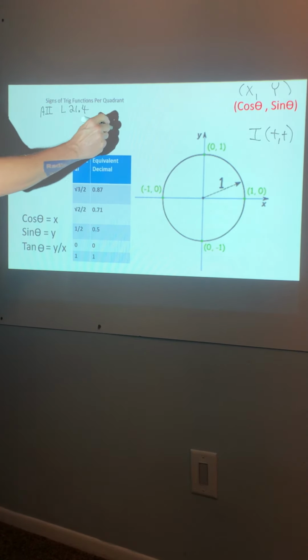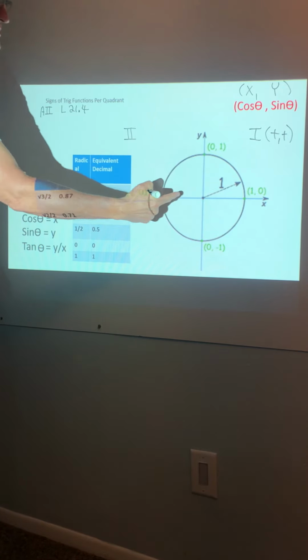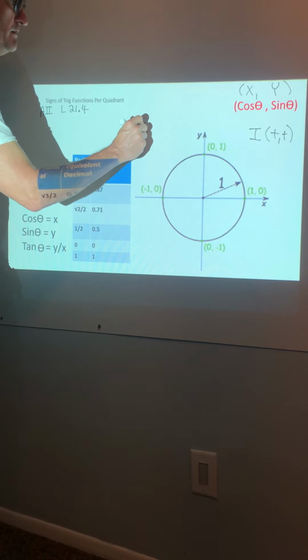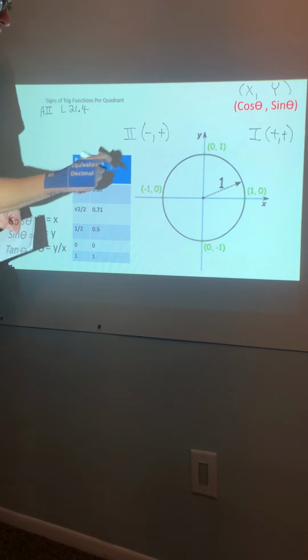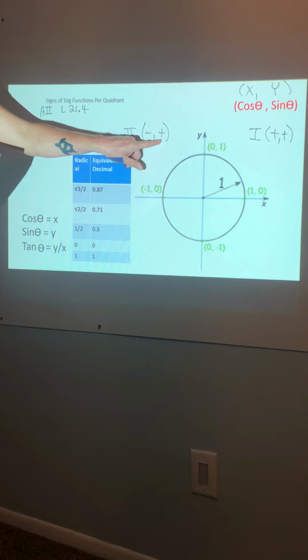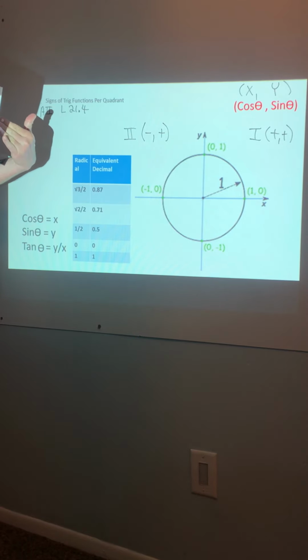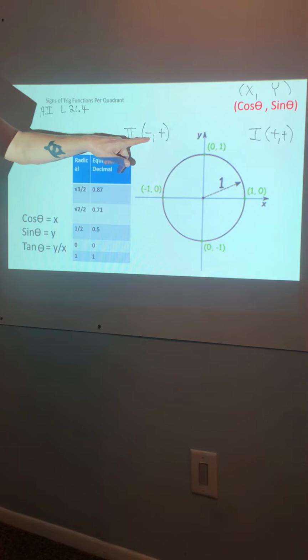Then we're going to move over here, quadrant 2. Again, let's just stick with what we know. You guys know this is 0, 0. If you go left, that's going to be negative. If you go north, that's going to be positive. So all of your ordered pairs in quadrant 2 are going to be negative, positive. So if I say, what's the sign of cosine of theta if that angle lands in quadrant 2? If it lands in quadrant 2, all the cosines of theta are going to be negative.